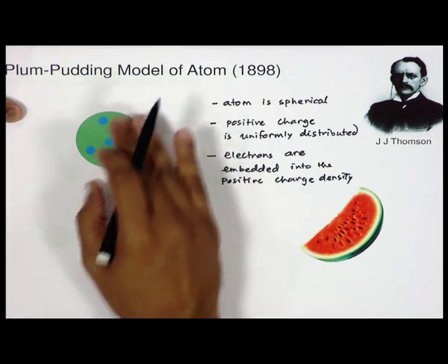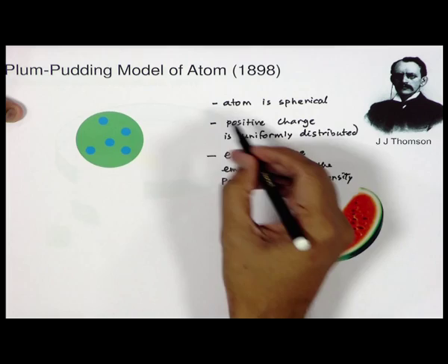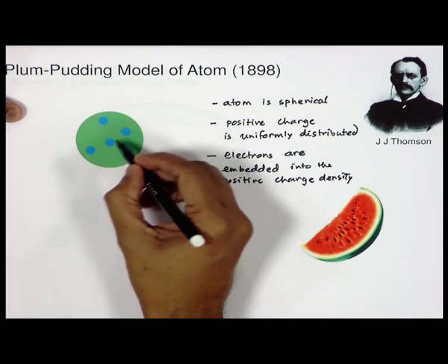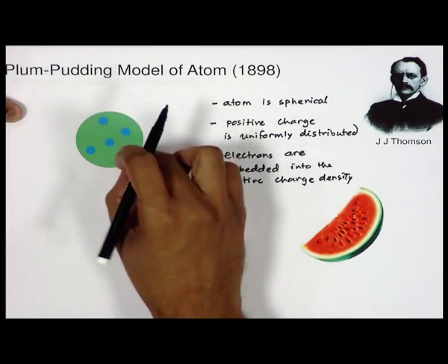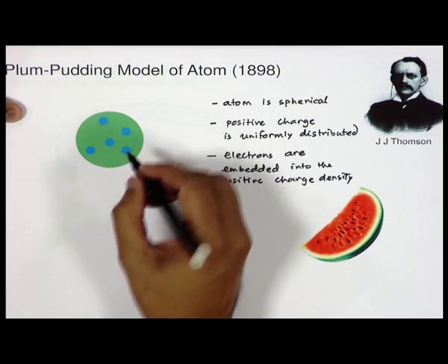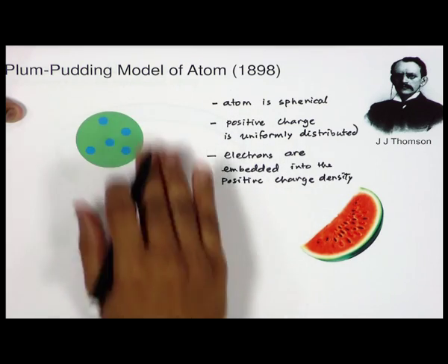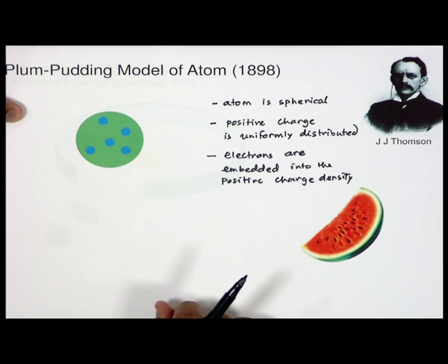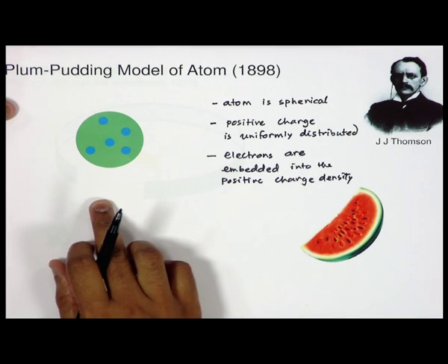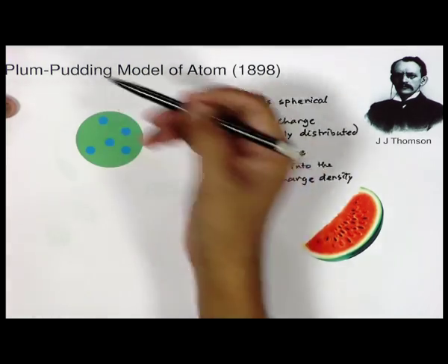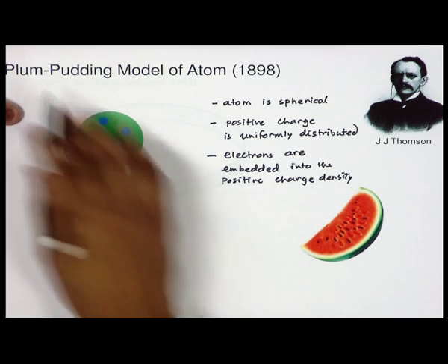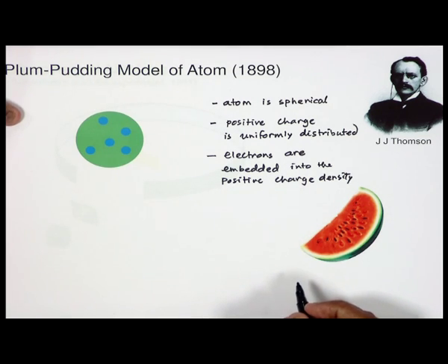The atom is spherical in shape, the green color shows the positive charge distribution, and the blue colored dots that you see are electrons which are embedded randomly in this positive charge distribution of the atom. He likened it to the famous British dessert plum pudding model. This is what is called the plum pudding model, which can also be imagined in terms of watermelon.